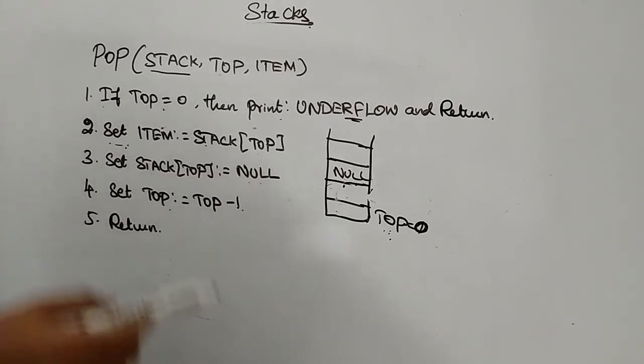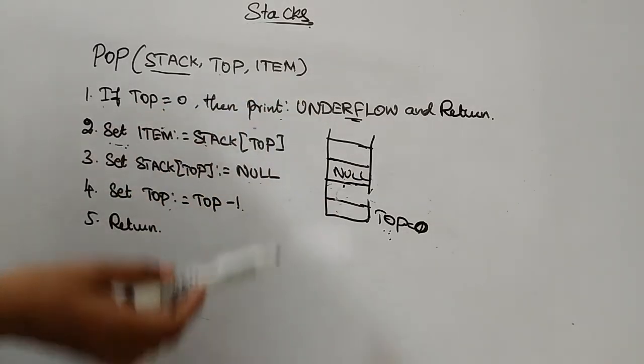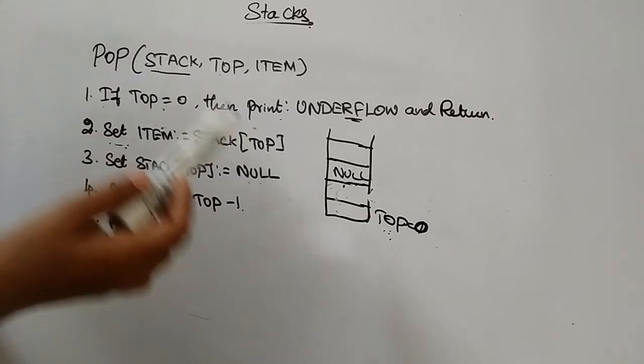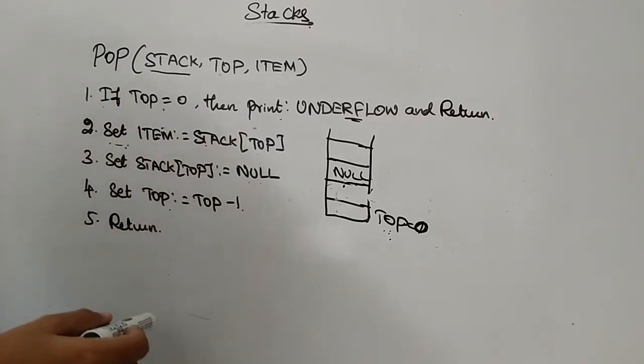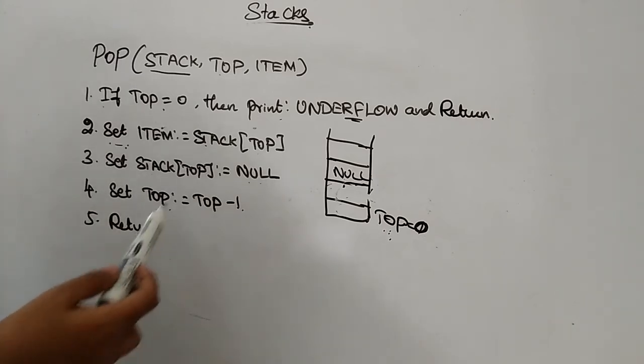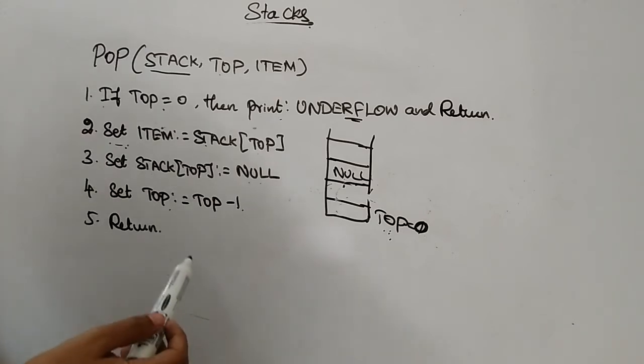Okay. So, whenever you are going to do the pop operation, you should check for the underflow condition. If that condition is not achieved, then we can pop out the element. While doing the pop operation, we should decrement the stack pointer by 1.